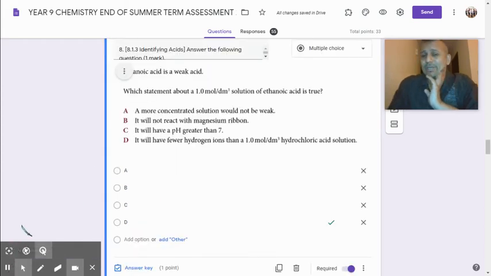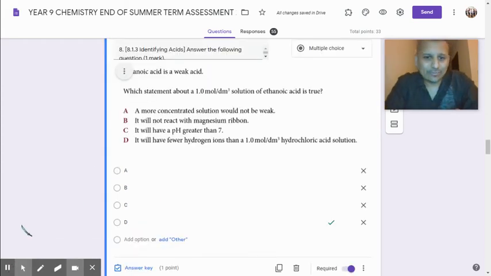The next question was a very tricky question because you actually had to have a really good understanding of dissociation of acids for this one, which is a supplementary topic. So, which statement about 1 molar solution of ethanoic acid is true? Now, this is the fact of the matter. The fact is that it's given in the first line. Ethanoic acid is a weak acid, so there's a very small amount of dissociation, if at all, right?